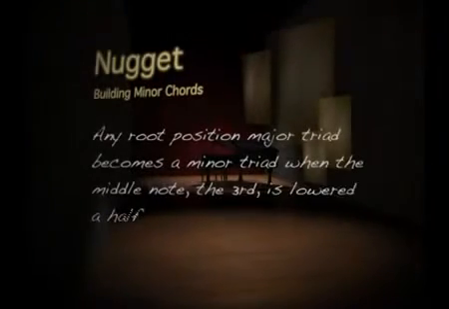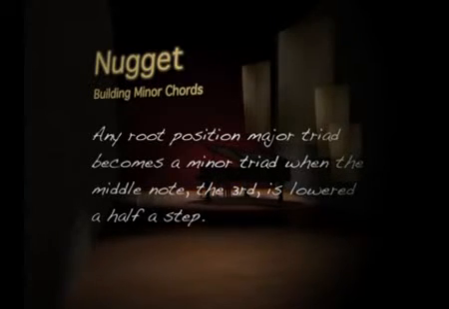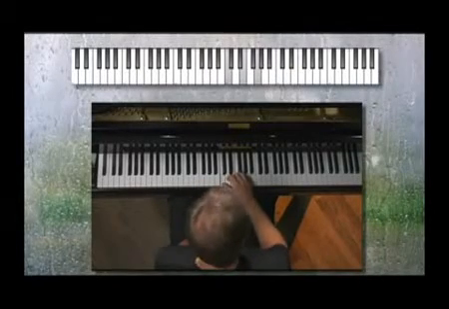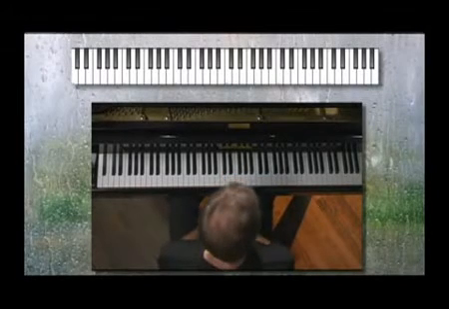So what we're trying to do is learn chords by shape and find the other chords that have that same common shape. So this session's minor nugget is this. Any root position major triad becomes a minor one when the middle note, the third, is lowered a half a step. So a happy major chord becomes a sad minor one just by changing 1 note. We'll make this move major to minor by lowering the third in a progression to come that sounds like this.